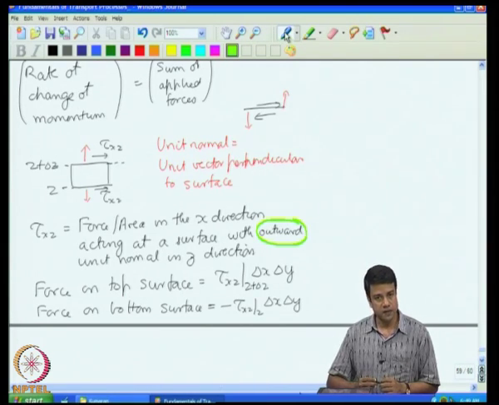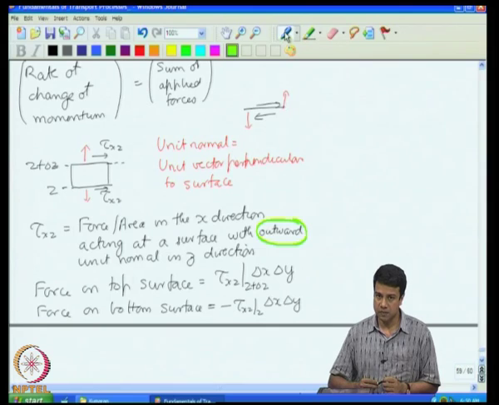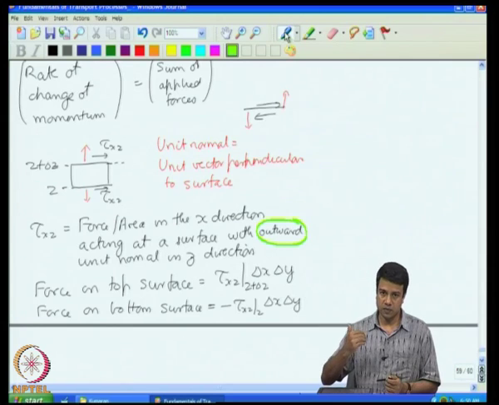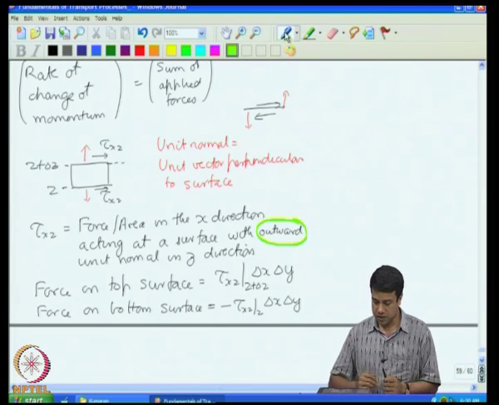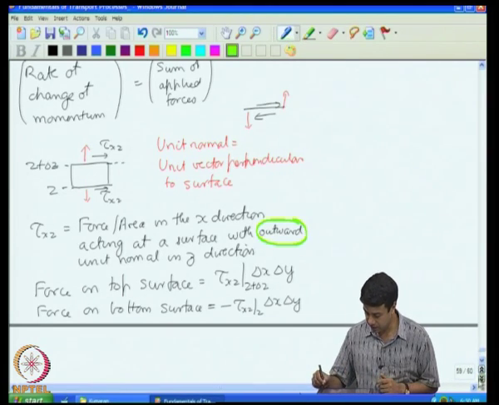The opposite surface is the downward surface. Force on the bottom surface: the outward unit normal to the bottom surface is in the minus z direction. When I go from above the surface to below the surface, the direction of the unit normal changes, and from Newton's third law, the forces have to be opposite to each other. That means that the force acting on the bottom surface is minus tau x z at z times delta x delta y.